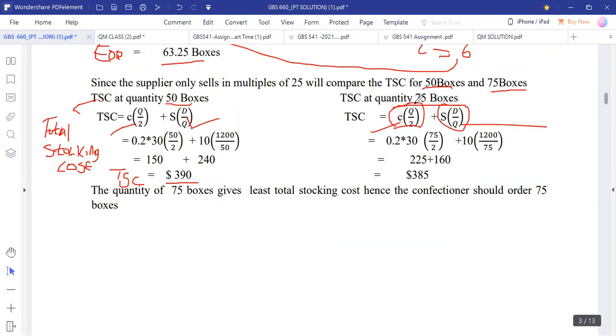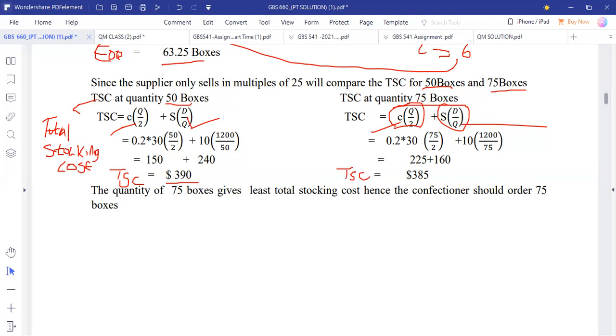And then here our Q is 75, then divide by 2. Our 2 is a constant number that is part of the formula. Getting down to the ordering cost, which is 10, then the demand is 1,200. We divide by 75, which is for the Q. We are getting the total stocking cost of $385. That is the total stocking cost. So this is the $385 that we have.